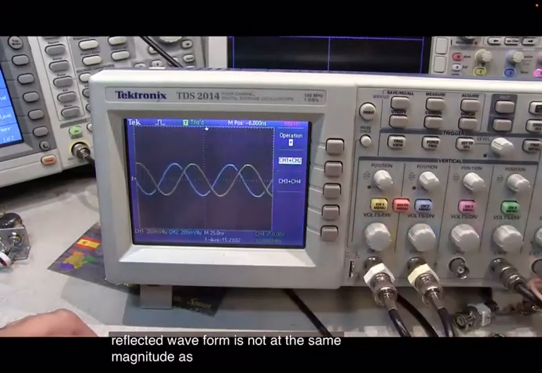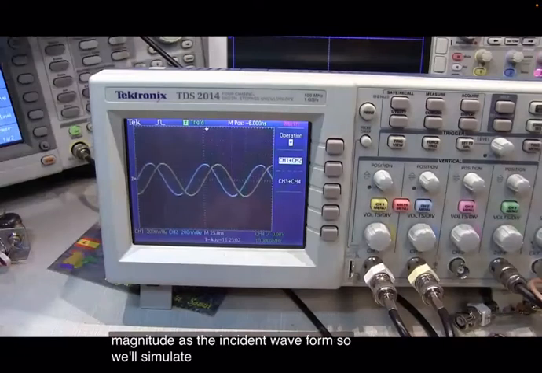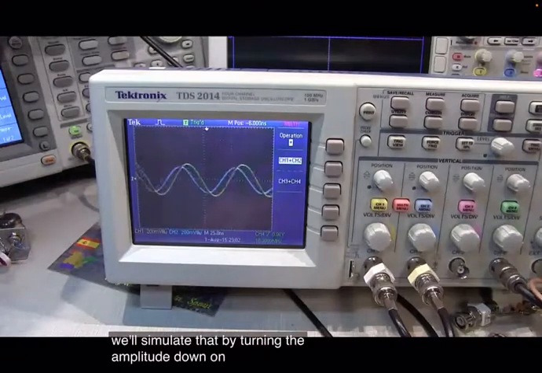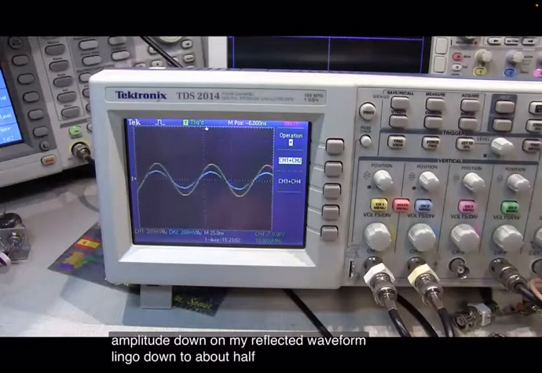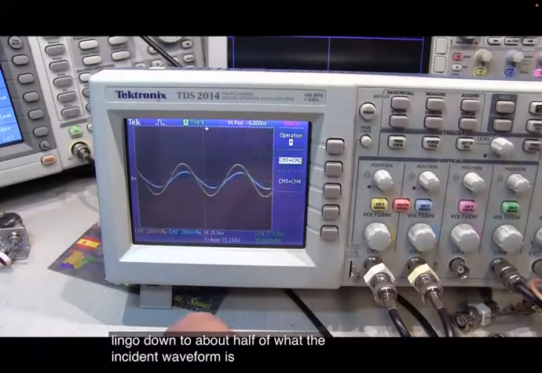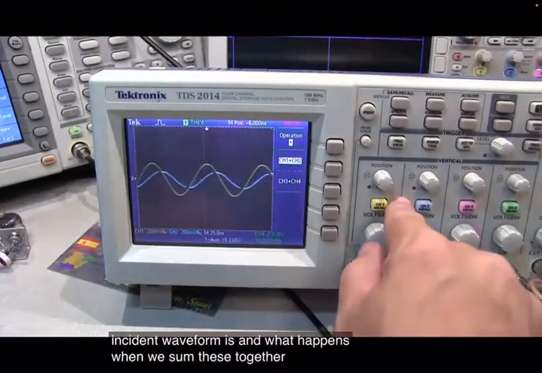the same magnitude as the incident waveform. So I'll simulate that by turning the amplitude down on my reflected waveform. I'm going to get down to about half of what the incident waveform is. And what happens when we sum these together?